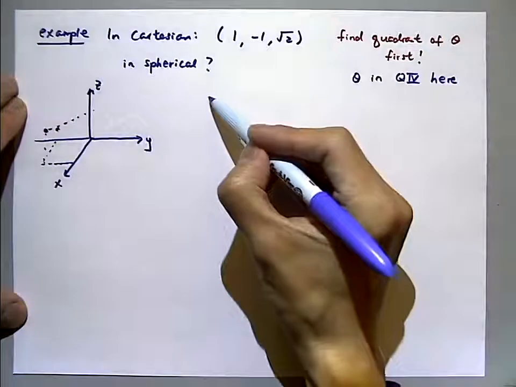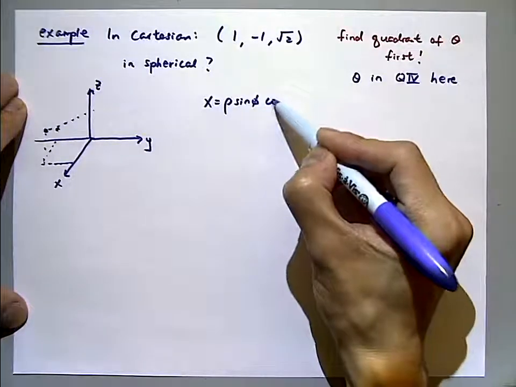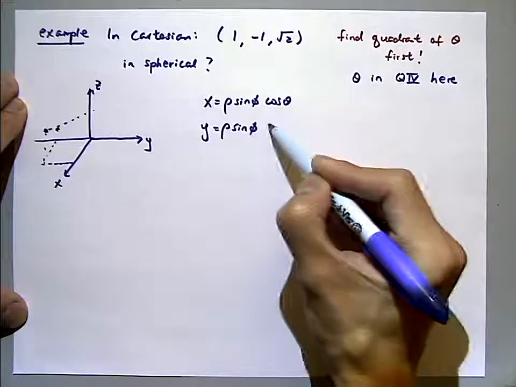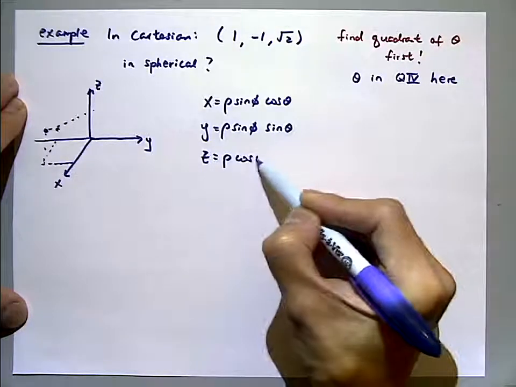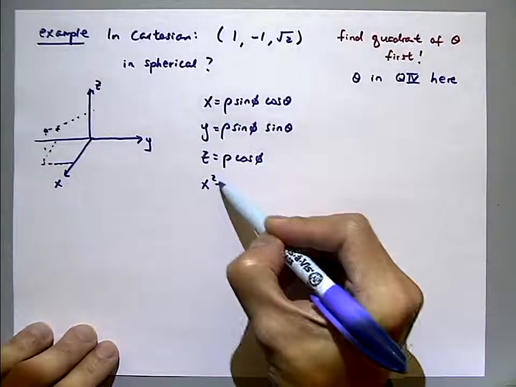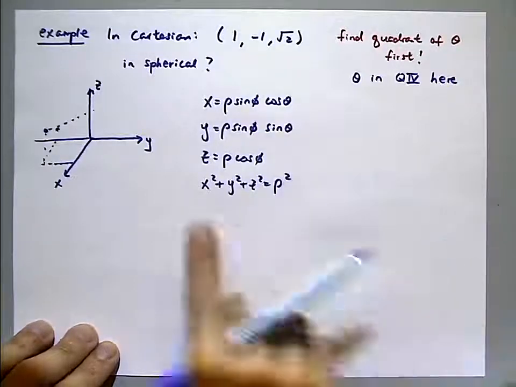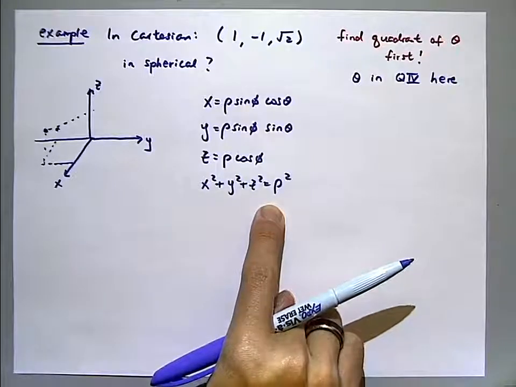We'll bring them back. x is rho sine phi cosine theta. y is rho sine phi sine theta. z is rho cosine phi. And also x squared plus y squared plus z squared is equal to rho squared. And that's the first thing you want to use. That's going to give you rho right away, knowing x, y, z.